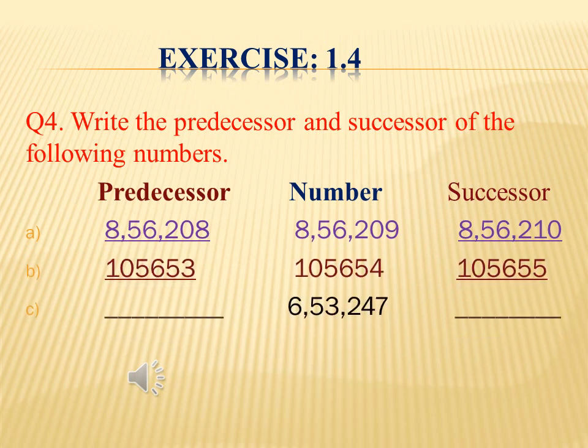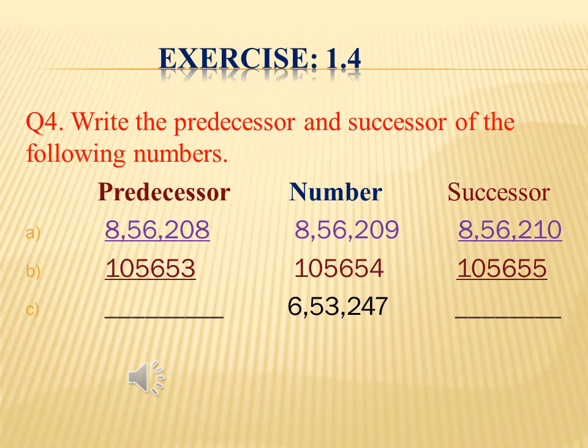Dear children, let us look at question number 4. Write the predecessor and successor of the following numbers. We all know that the predecessor of a given number is the number which comes just before the number. That is, to find the predecessor, we need to subtract 1 from the given number. And the successor of a given number is the number which comes just after the given number. That is, to find the successor of any number, we need to add 1.